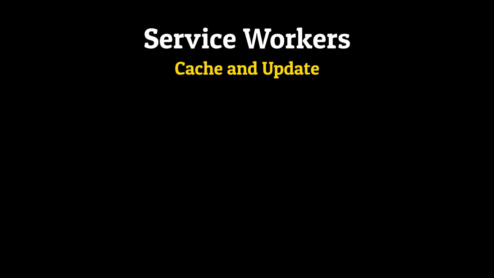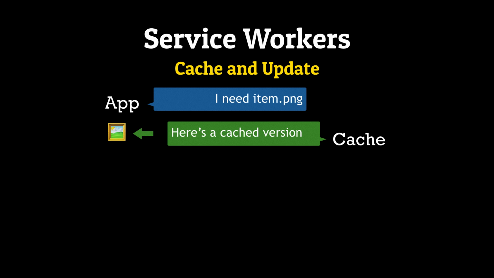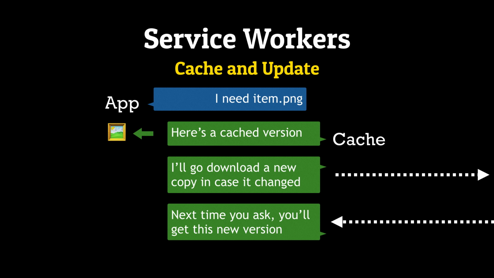The cache and update strategy involves the app first asking for a resource, the cache providing any data it already has stored in memory, and then immediately going out and fetching a brand new copy of the resource. Potentially, this could be a new version of it. This works really nicely with using the Last-Modified header or the ETag header, as it plays nice with HTTP caching.